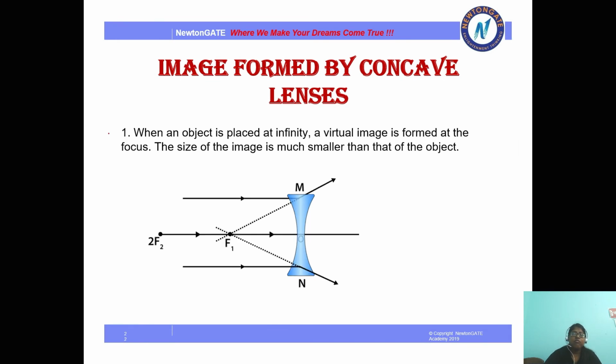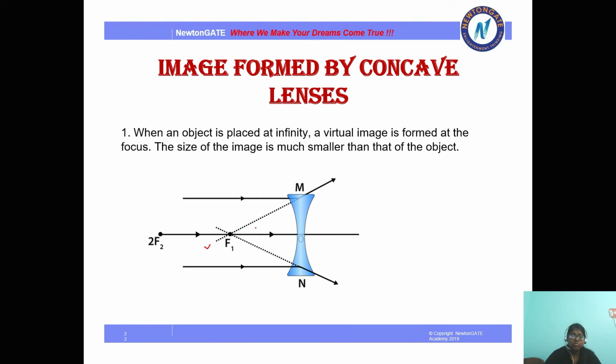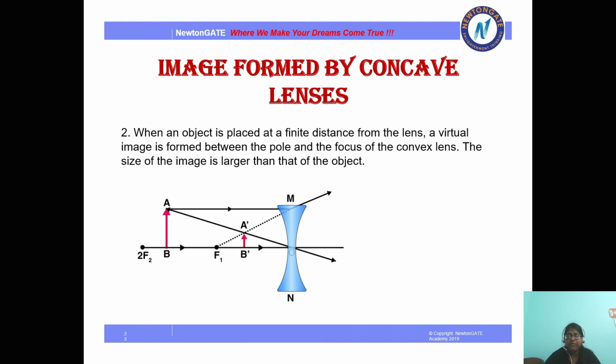There are 2 cases. One of them is when you are keeping the object at infinity. What will happen? The rays parallel to the principal axis will come, get diverged, and appear to meet at the focus F1. Also, this will be a virtual point image, not a real one like in the convex lens.